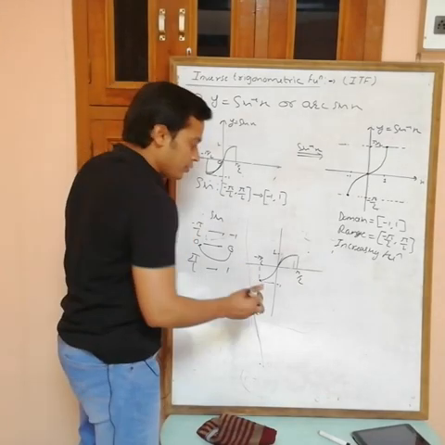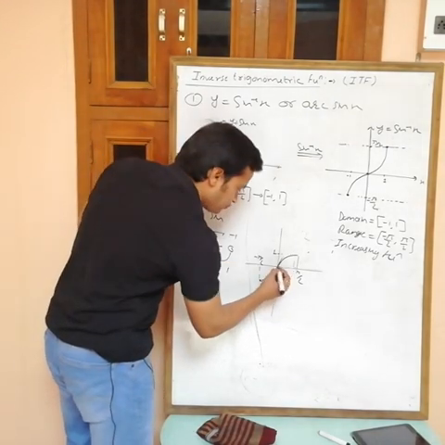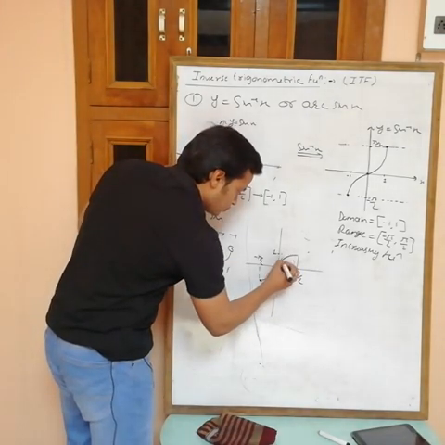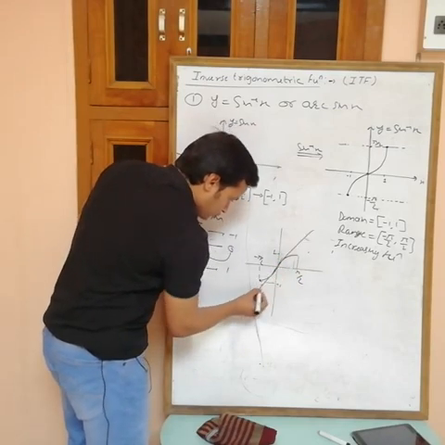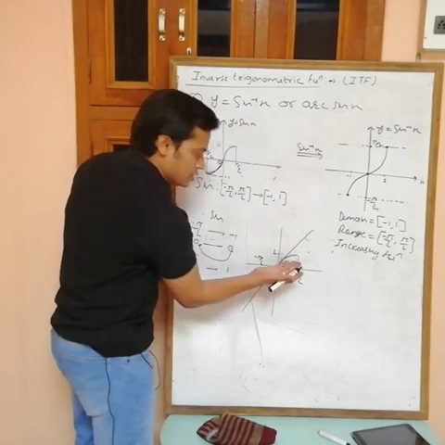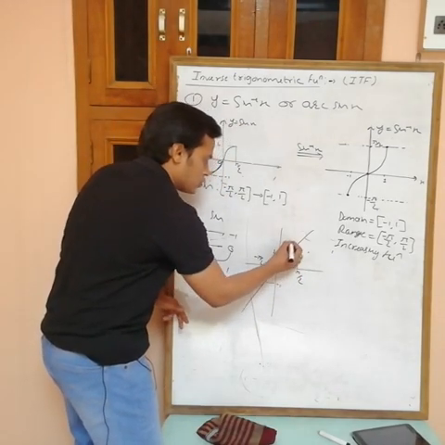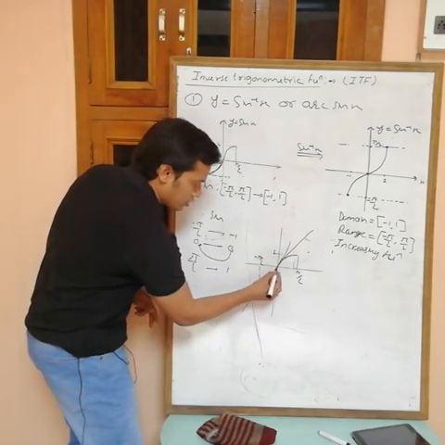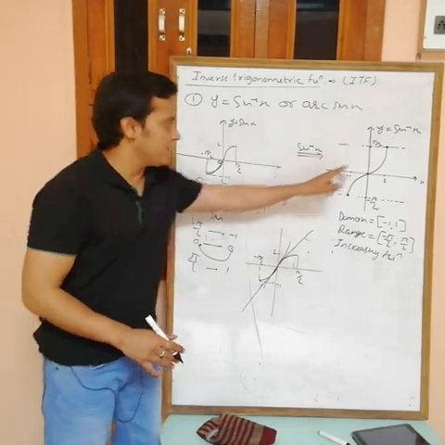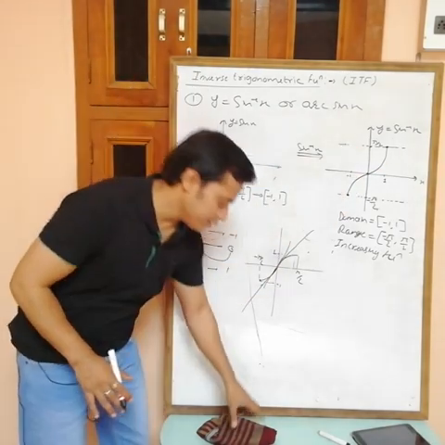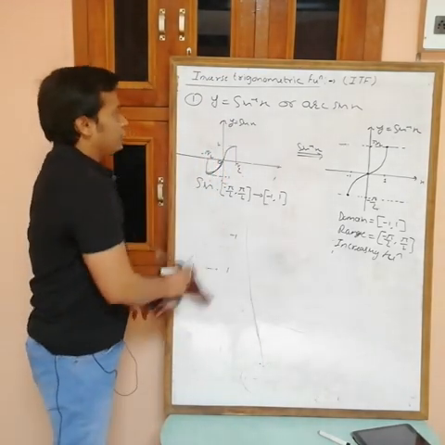Now draw the image of this in the line y equals x. So this is the line y equals x. Now take the image. If you take the image, this part is like this, and this one at this side becomes this one. So what you are getting, the graph is like this.